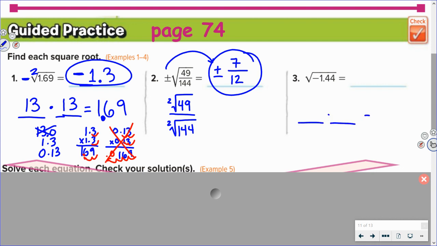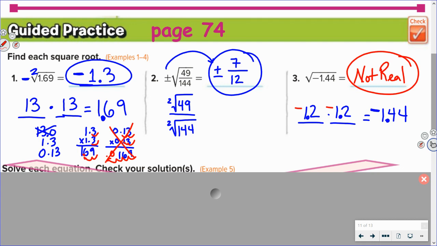And can we get anything? Well, if there were no decimals, it'd be 12. There are decimals. Wait a second. That says -1 44 hundredths. Can you get anything multiplied by itself? The answer is no. So for number 3, we're going to say this is not a real number.